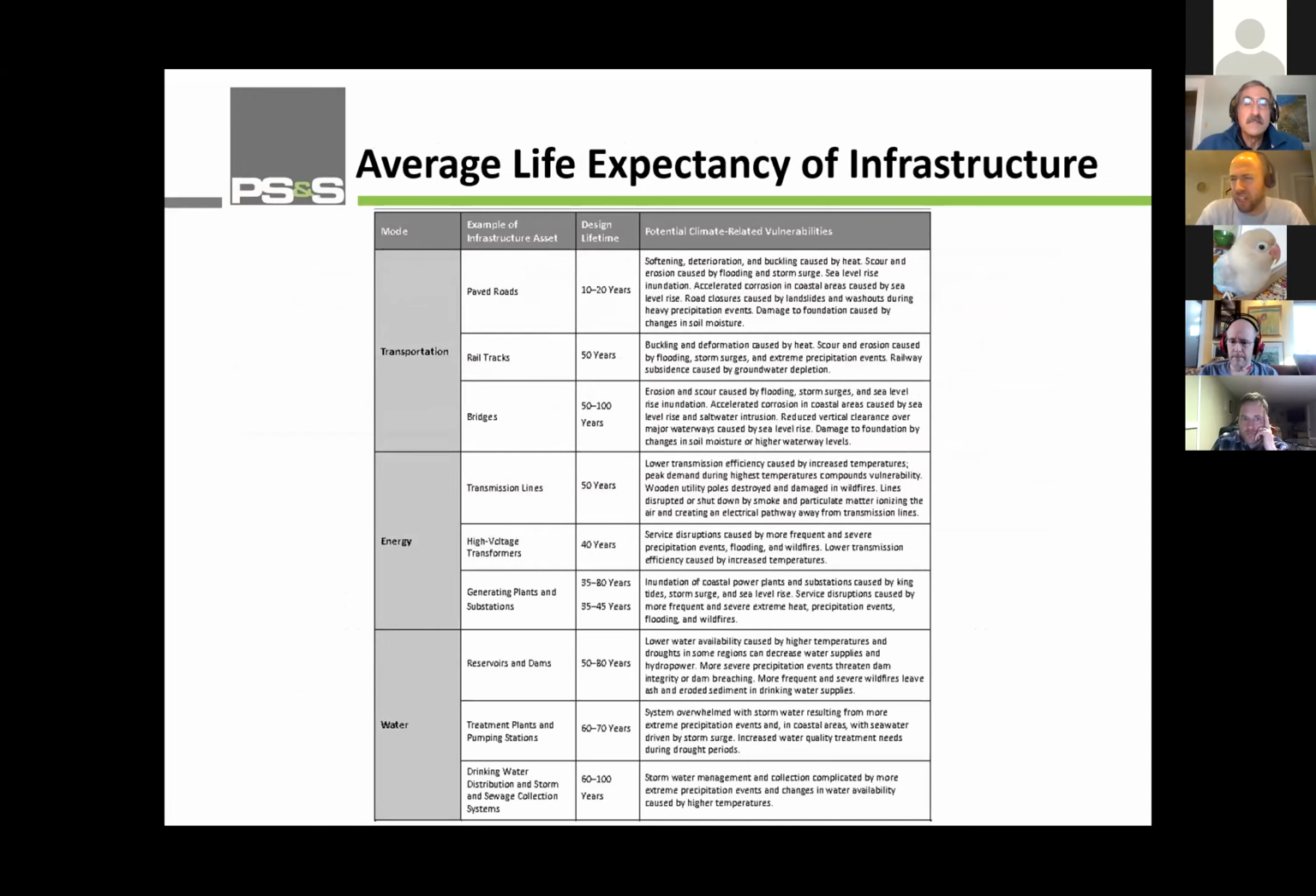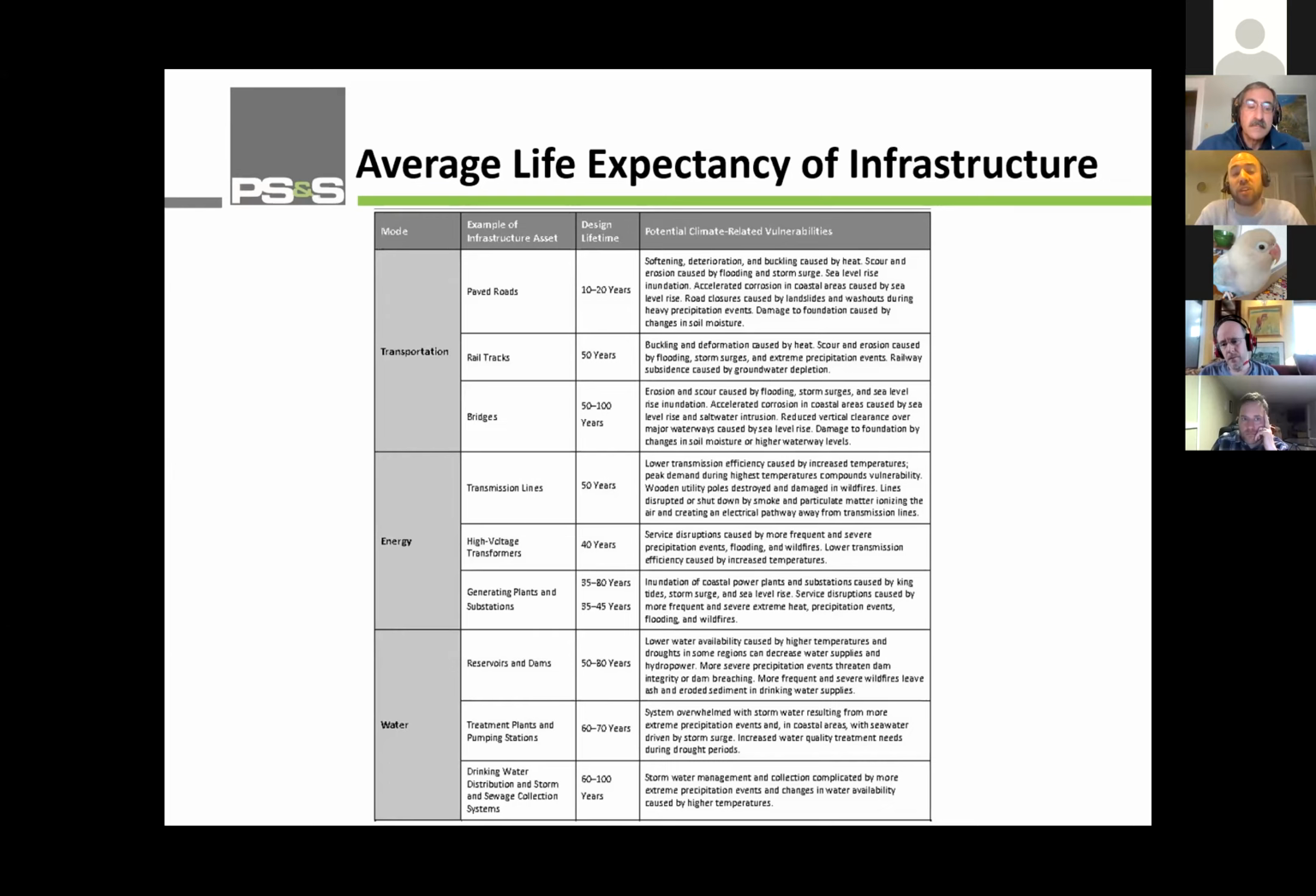I don't know how well you guys can read this because it's probably fairly small, but I just gave some other examples of the life cycle of different types of structures. Like we have here, roads are expected to last only 10 to 20 years, bridges 50 plus, a dam 50 to 80, or substations could be anywhere from 35 to 80 years.